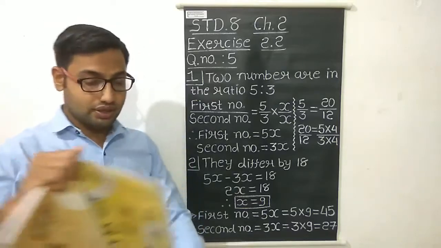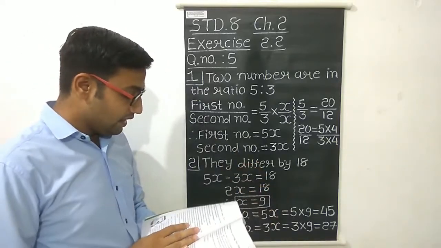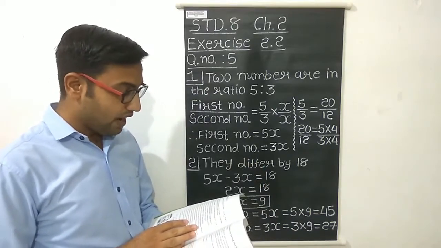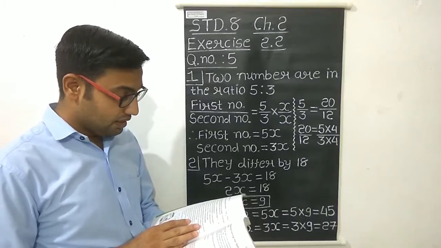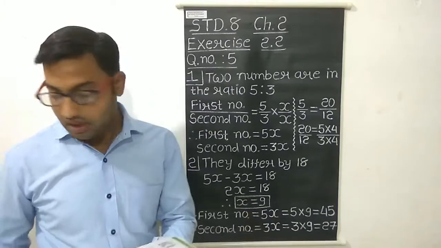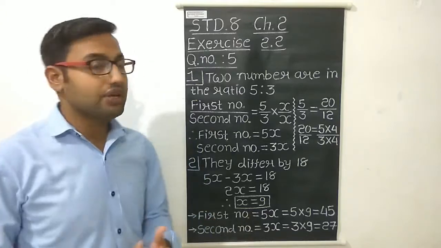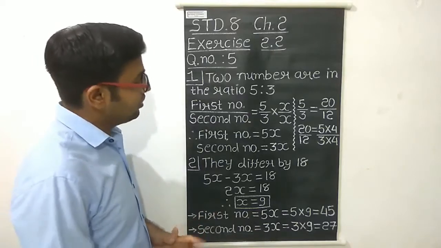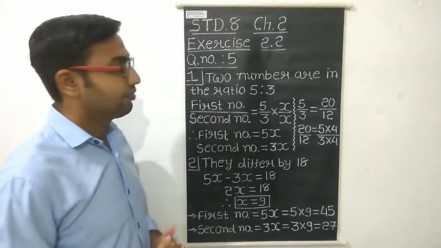The question is: two numbers are in the ratio 5:3. If they differ by 18, what are the numbers? So here we have been given the ratio of two numbers, and the ratio is 5:3.